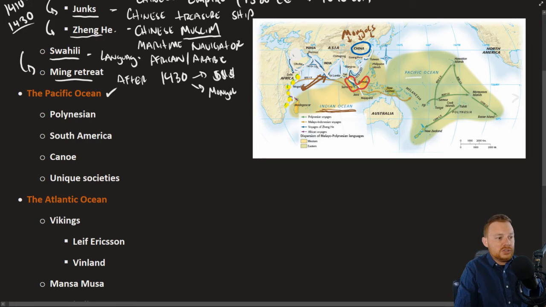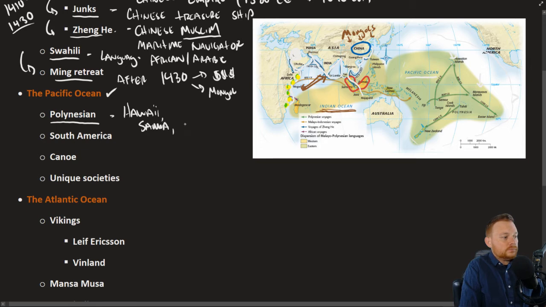So the Pacific Ocean is this body of water right here. Now, overseas or maritime expansion in the Pacific Ocean before 1450 was done primarily by Polynesian people. Polynesia is what is indicated in the green here, essentially. It is the name for the people who inhabit these various islands here. So, for example, places like Hawaii, Samoa, Tonga, right? These all fall under the umbrella of Polynesian people, culture, language, etc.